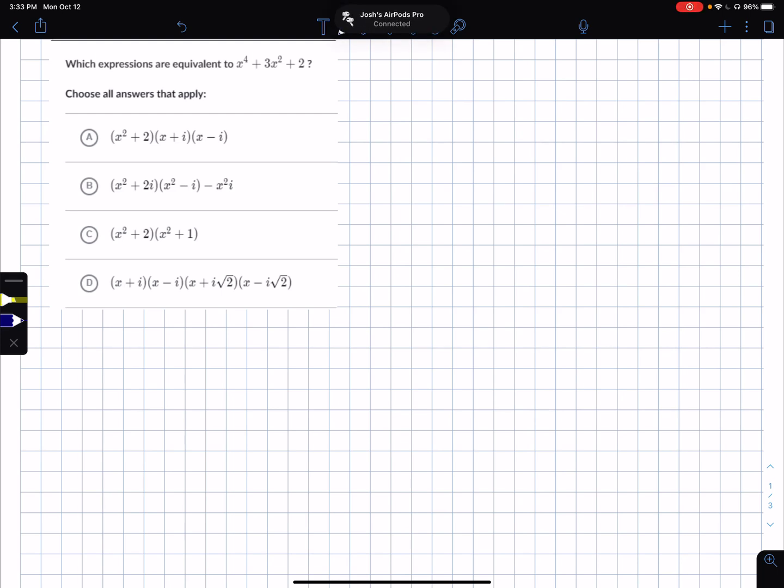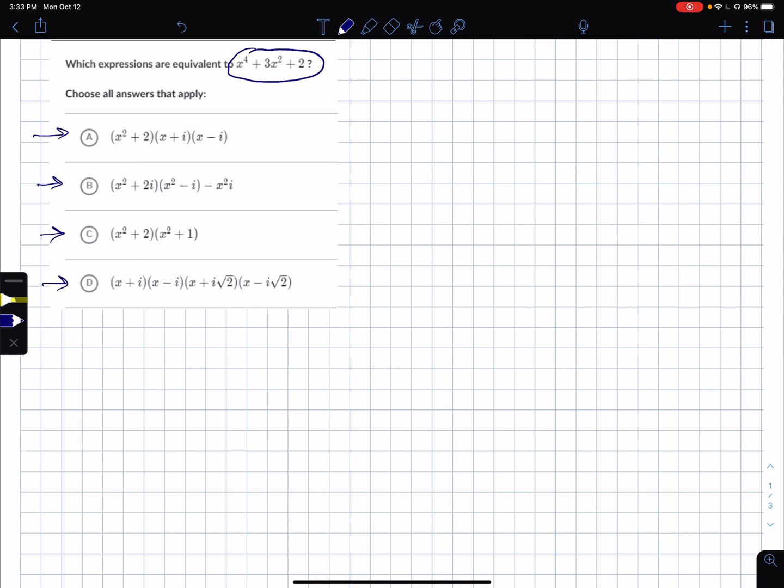Okay, we're going to work on this problem together. This is a problem that utilizes the quadratic structure, even though we're dealing with higher degree expressions here. So as you can see, which expressions are equivalent to this x to the fourth plus 3x squared plus 2? And then we have four pretty unique choices here that we need to see if any of these are candidates.